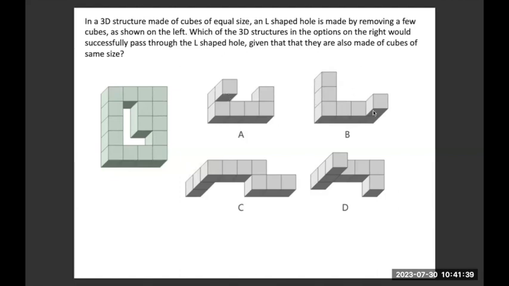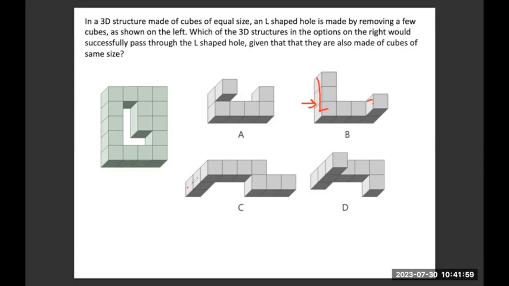if I look at option B, I get the L on this facade. When I look at option B solid from this side, I get the L here. These 3 blocks vertical and 1 block like this. I get the L here, which means B can pass very easily from this hole.